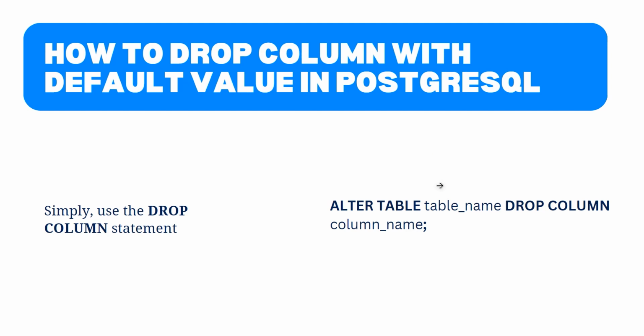Now move to the last topic of this tutorial, how to drop a column with a default value in PostgreSQL. For dropping a column that has a default value already set, we will use the same command, drop column, and then we specify the column name. I'm not going to show any example because when we execute the statement drop column to drop any column from the table, it also removes the column with the associated default values.